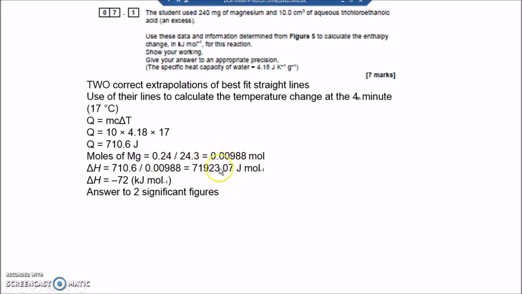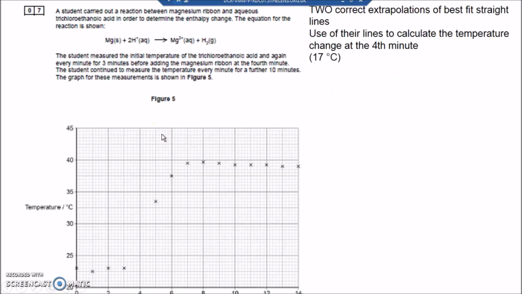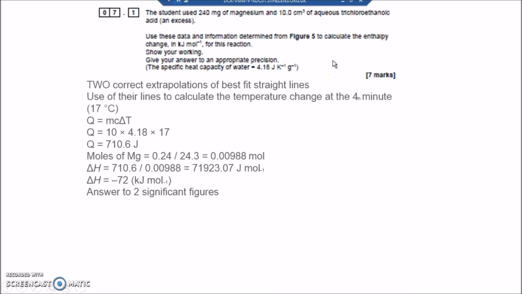So we now know the number of joules that would be given out when we react 1 mole of magnesium. We make it minus, and we divide by 1,000 because we're turning joules into a larger unit, kilojoules. Joules into kilojoules you divide by 1,000, so it turns out as 71.92307. It's a minus number because it's exothermic, and it needs to be to 2 significant figures because my 17 here is to 2 significant figures, so we'll take it to 2 significant figures: minus 72 kilojoules per mole.